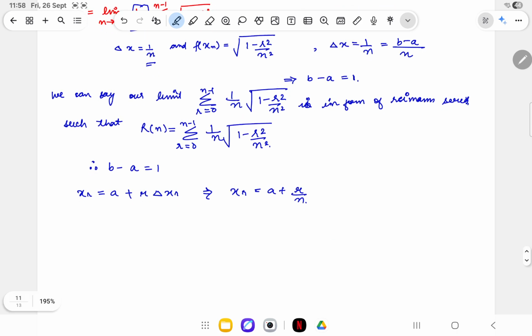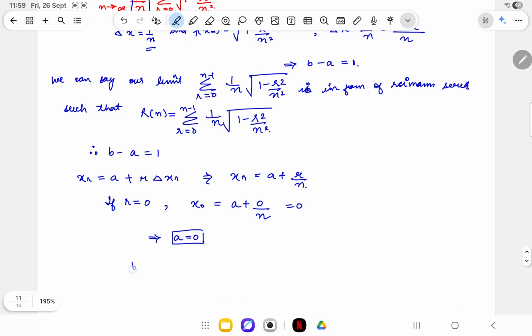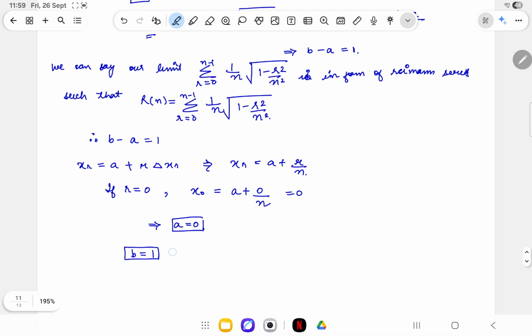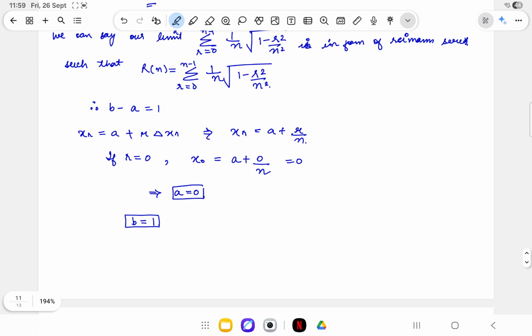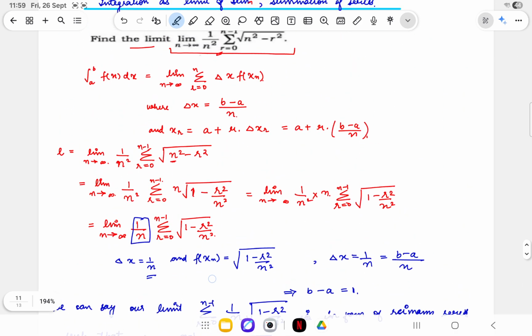So from here if I put r equals 0, that will give me x_0 equals a plus 0 by n, and my initial limit x_0 is basically 0, so that gives me a equals 0. Using this relation b minus a equals 1, I can say that my b will be 1. So now let's just substitute in the integration of Riemann sum.